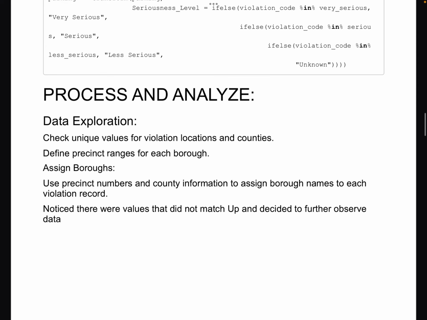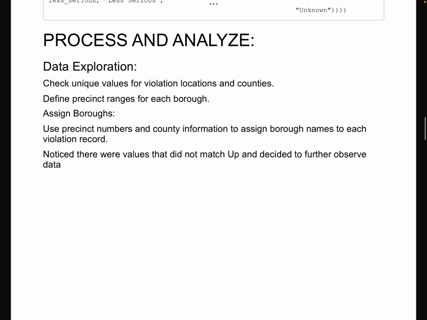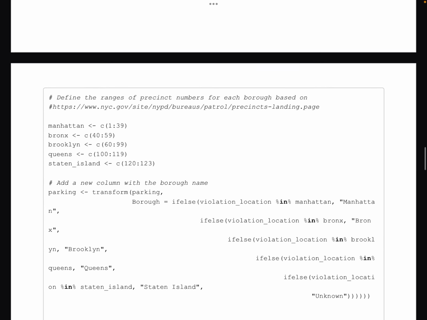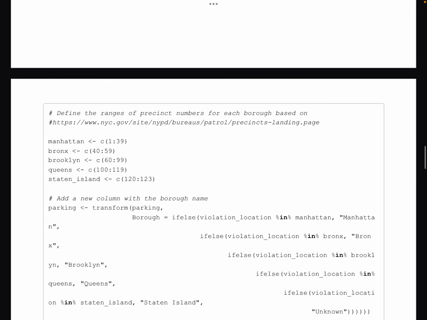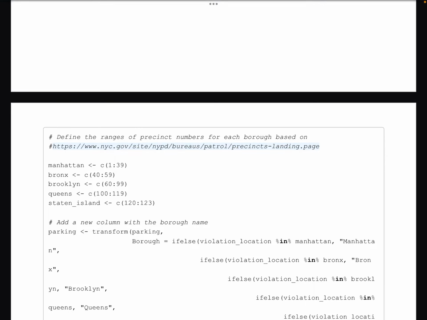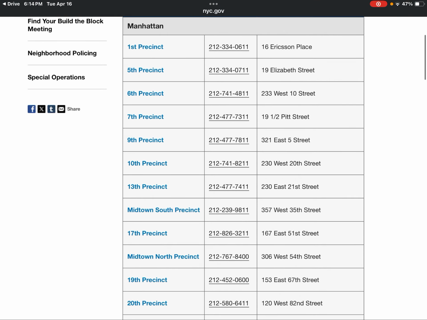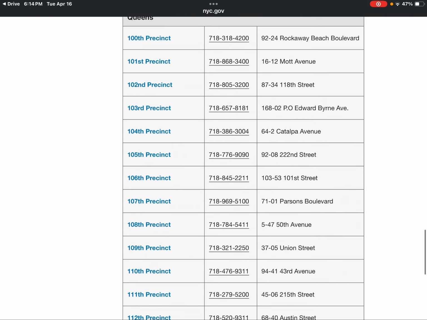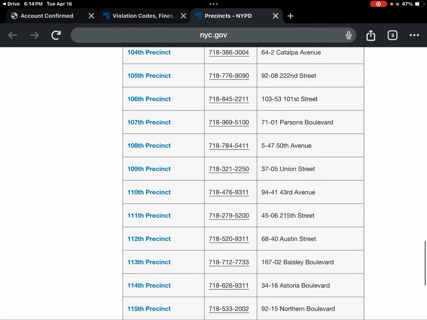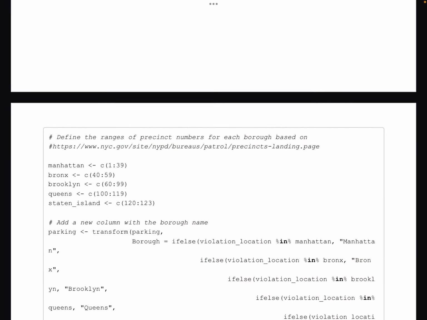The next thing I went and explored was the precinct numbers and the location. And so I used this website to check where each precinct was, the location of the precinct, and it showed me where the locations were of each precinct, and therefore I could categorize each precinct based on the borough. So that's what I did right here.